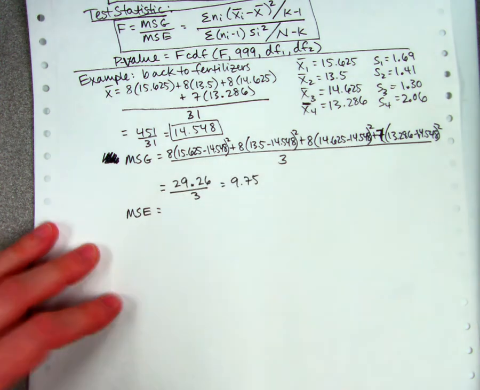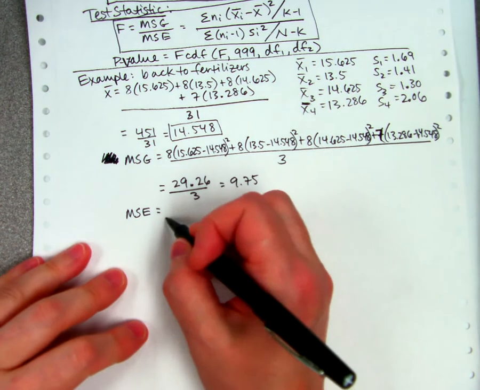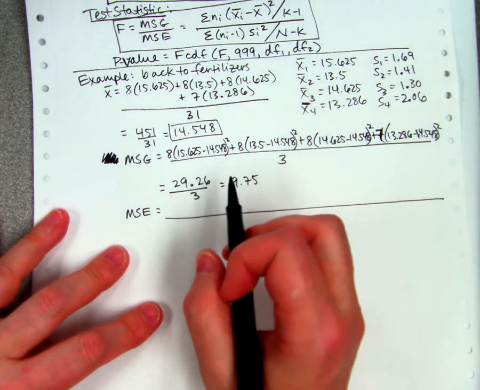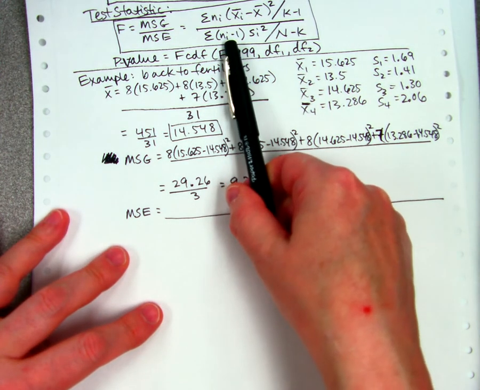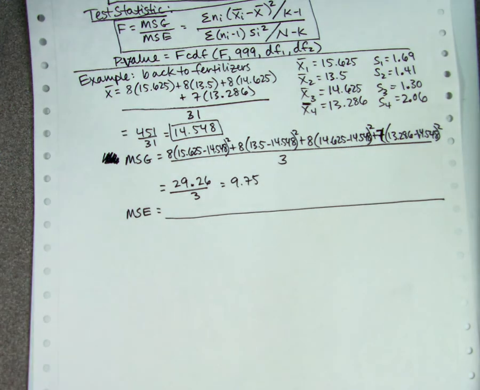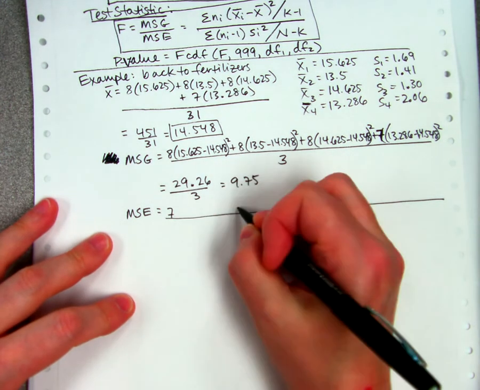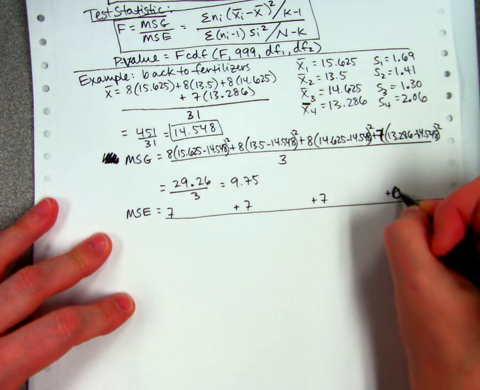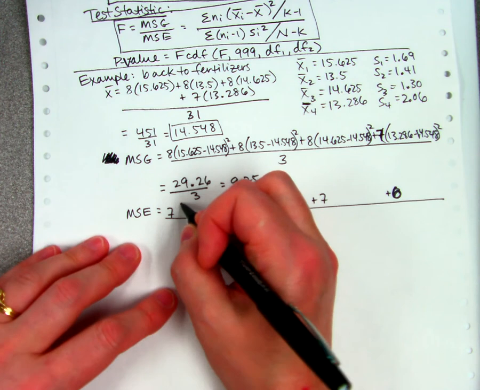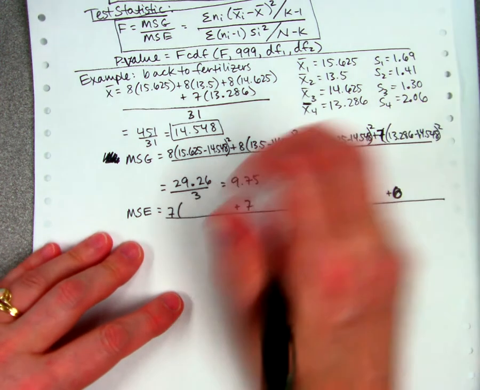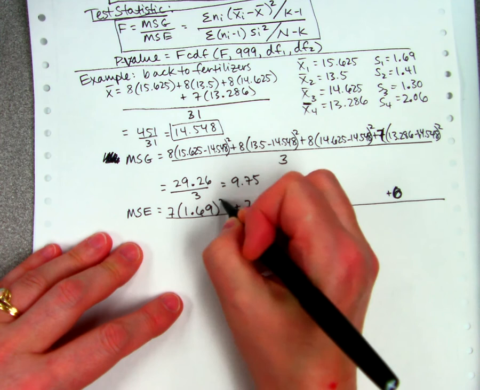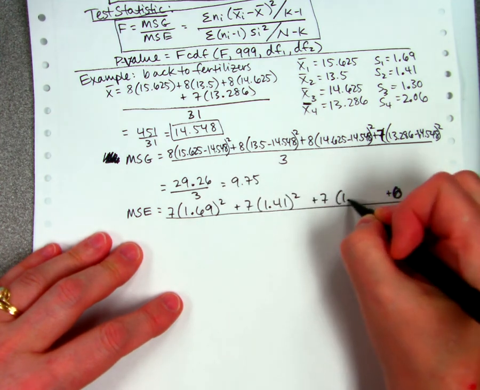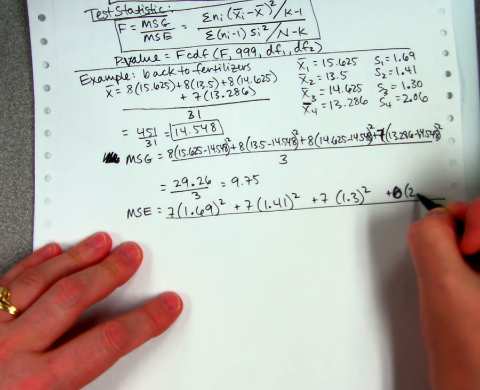MSE is the bottom of my fraction. Again, it's going to be this big, long fraction until I simplify it, but that's okay. This time we're using n minus 1. So instead of 8, 8, 8, 7, I'm going to do 7, 7, 7, and 6. These are the sample sizes minus 1. And then the thing that I multiply them by is the standard deviation squared. So 1.69 squared, 1.41 squared, 1.3 squared, and 2.06 squared.